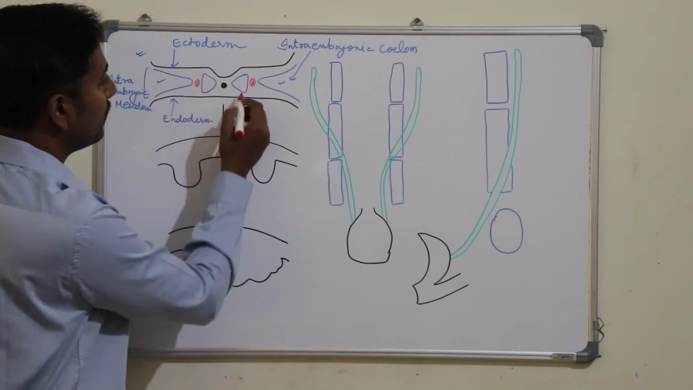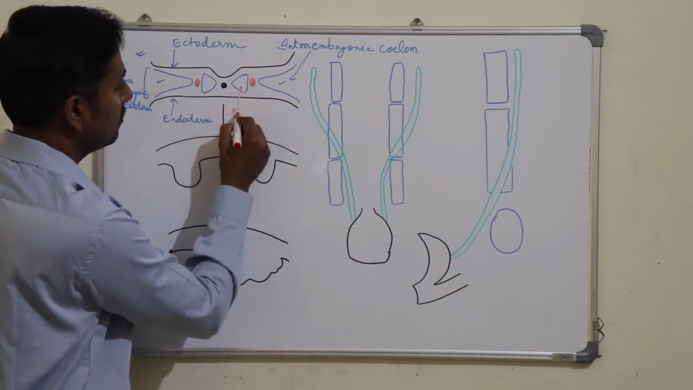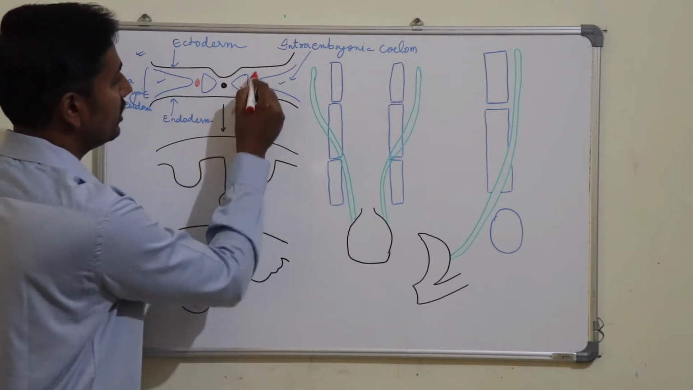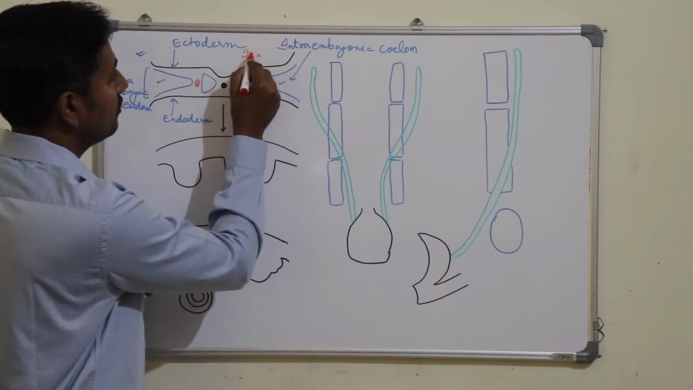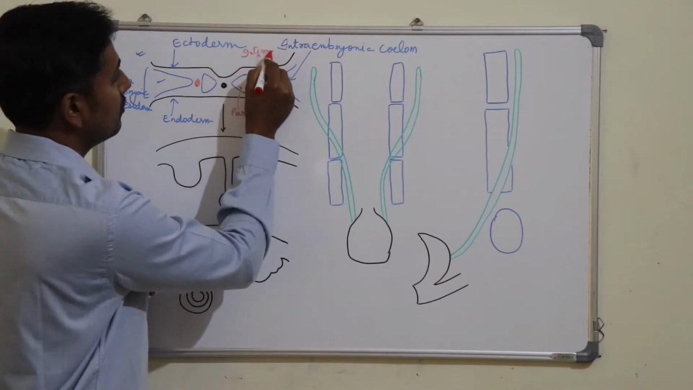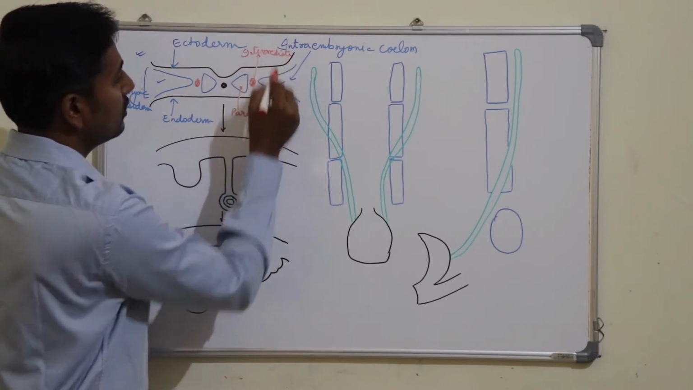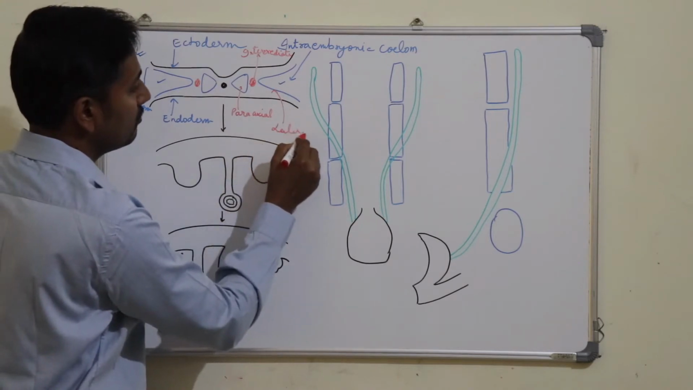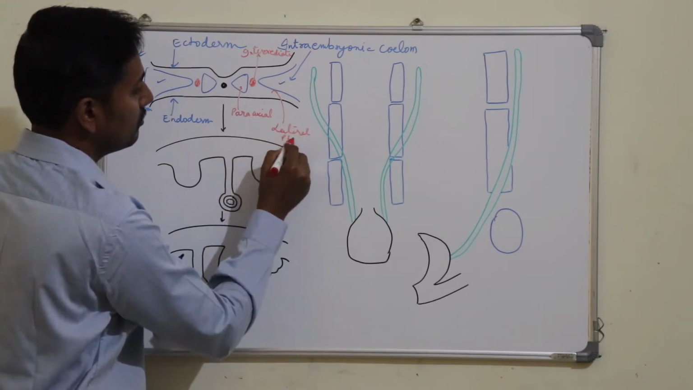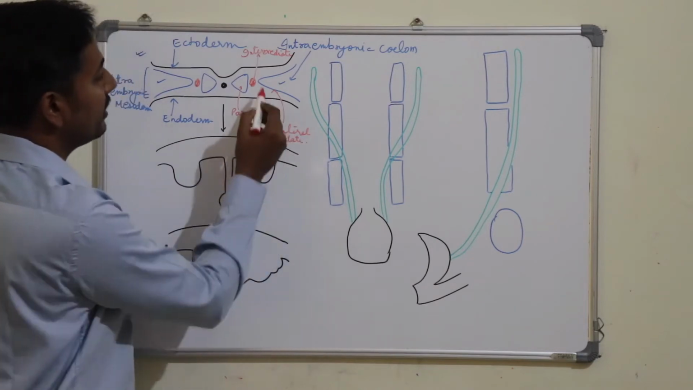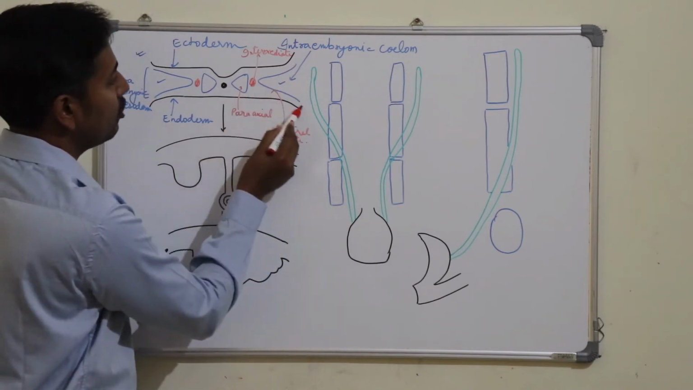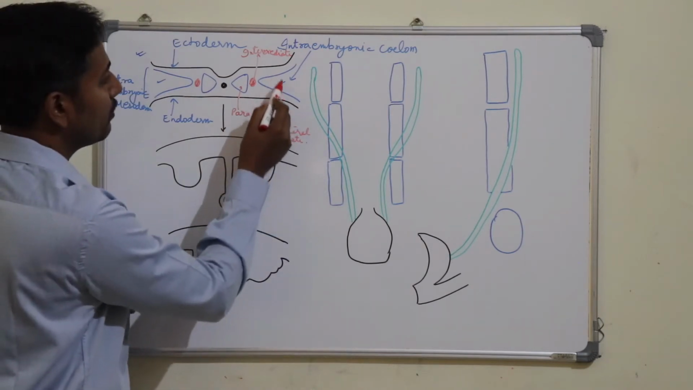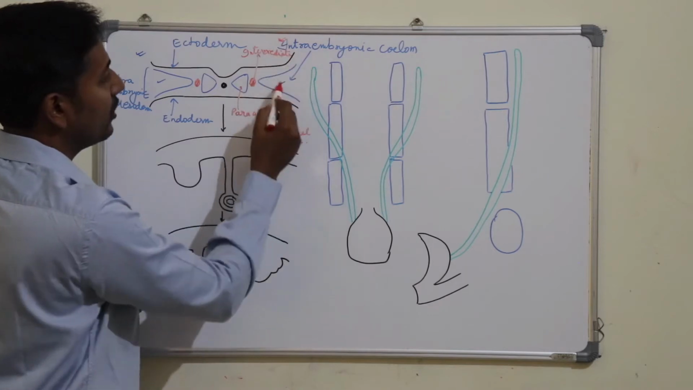So this one was the paraaxial mesoderm. This one was the intermediate mesoderm. This one was the lateral plate mesoderm, which was divided into somatopleuric and splanchnopleuric mesoderm. In between the two parts of the lateral plate mesoderm, there was the intraembryonic coelom.